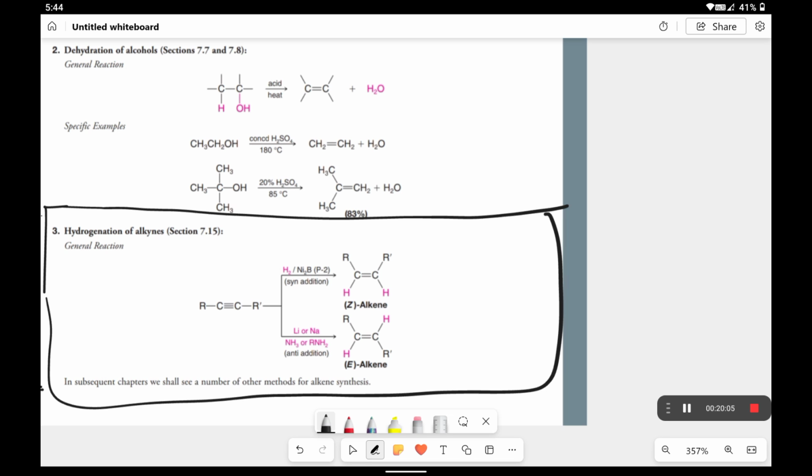What happens if you use such strong reducing catalysts, such as platinum, palladium, nickel, for the reduction of alkynes? Here also you will get the same result: alkynes are directly converted to alkanes. If you take butyne in the presence of palladium, you will directly get alkanes.